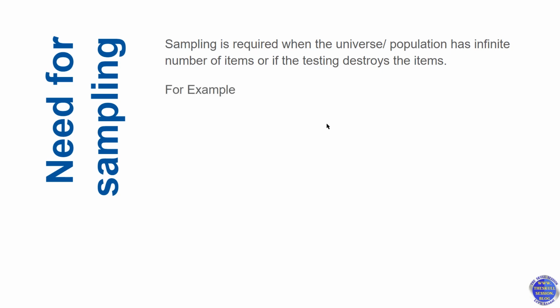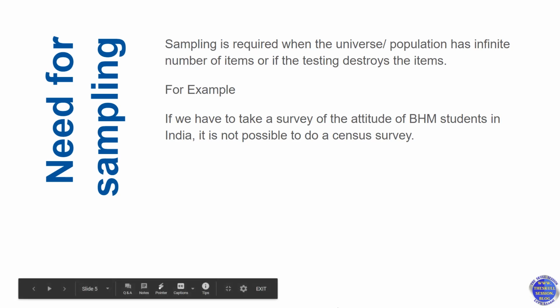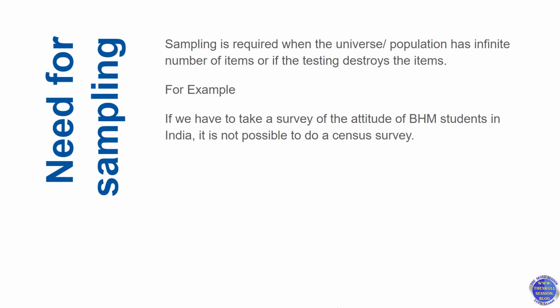Now let us look at an example. If you have to take the survey of the attitude of BHM students in India, it is not practically possible to do a census survey. So here the population is becoming infinite.